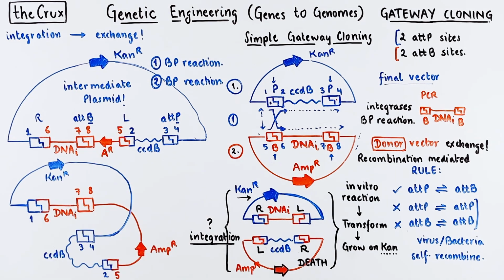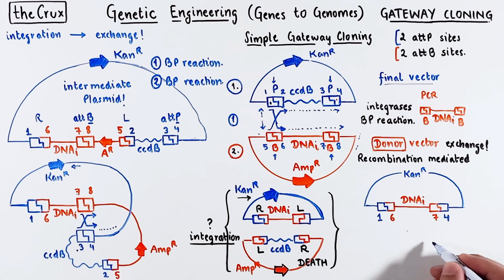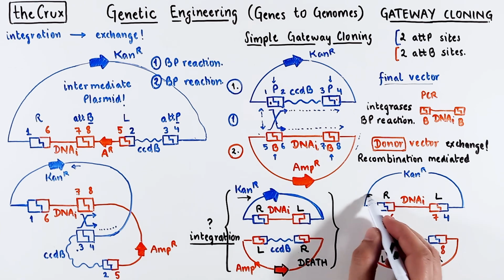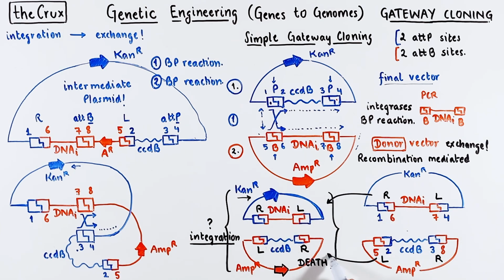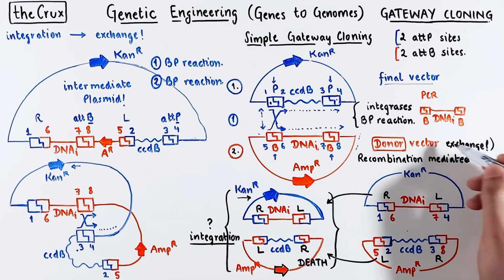In the second BP reaction, the site 7 gets recombined with site 4, which comes back full circle to kanamycin. This releases our DNA of interest in the kanamycin plasmid. The second recombination occurs from site 3 to site 8, which circles back to ampicillin, with the chimeric site 5 and 2 and the CCDB gene. You can label all these sites as attR and attL. If you look closely, these are exactly the same product we had originally produced. So this way, sequential BP reactions can integrate and exchange the DNA with CCDB in the donor and the final vector.